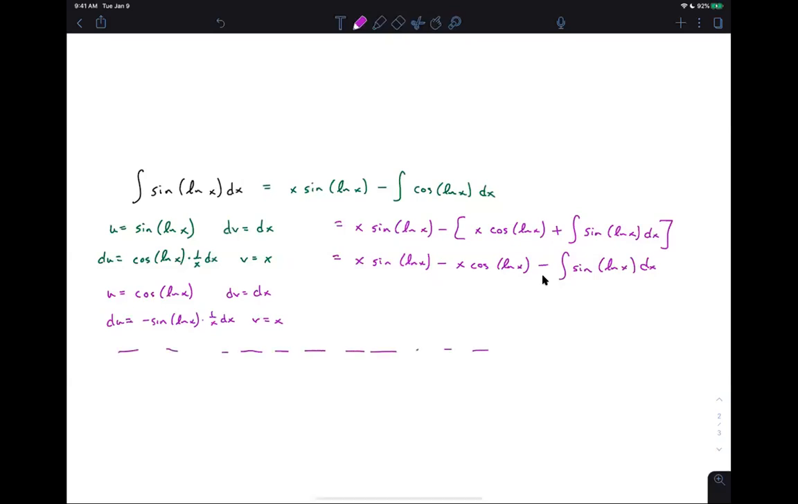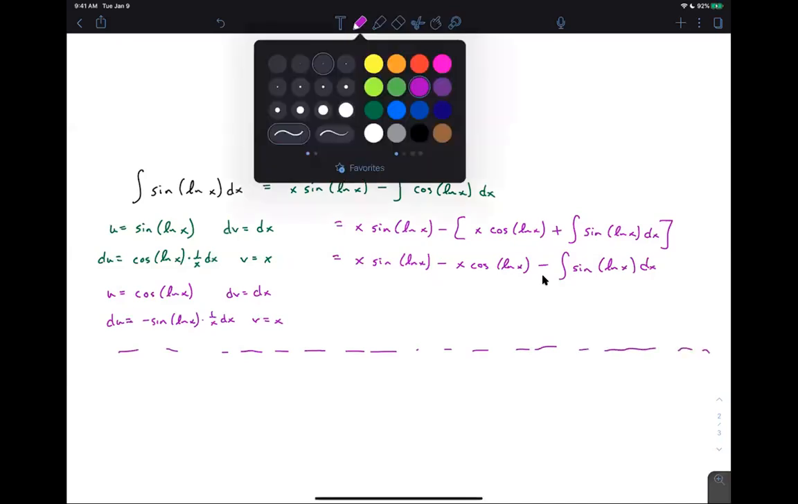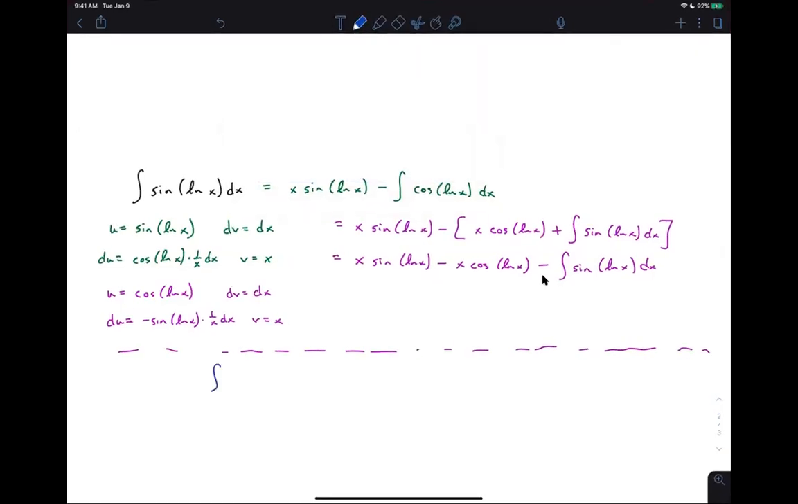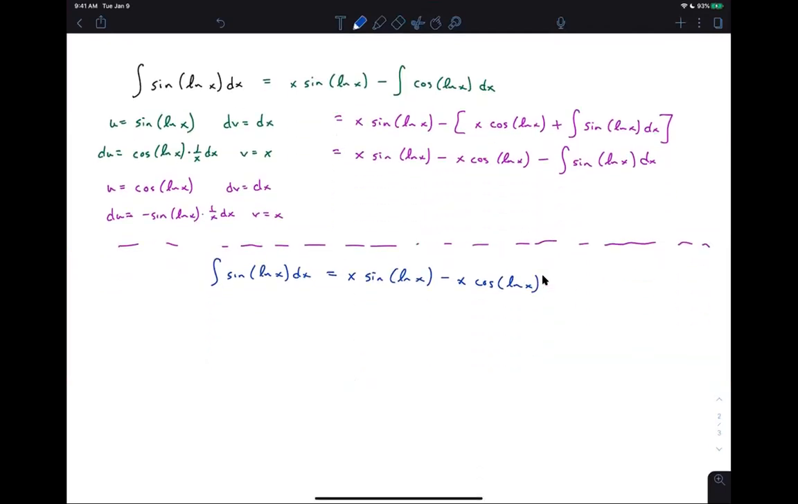Not that it's wrong, we need all that. But we say, okay, well now the original integral is equal to that last line. So it's equal to x sine log x minus x cosine natural log x minus the integral of sine of natural log x dx. And now we're going to solve for that integral.